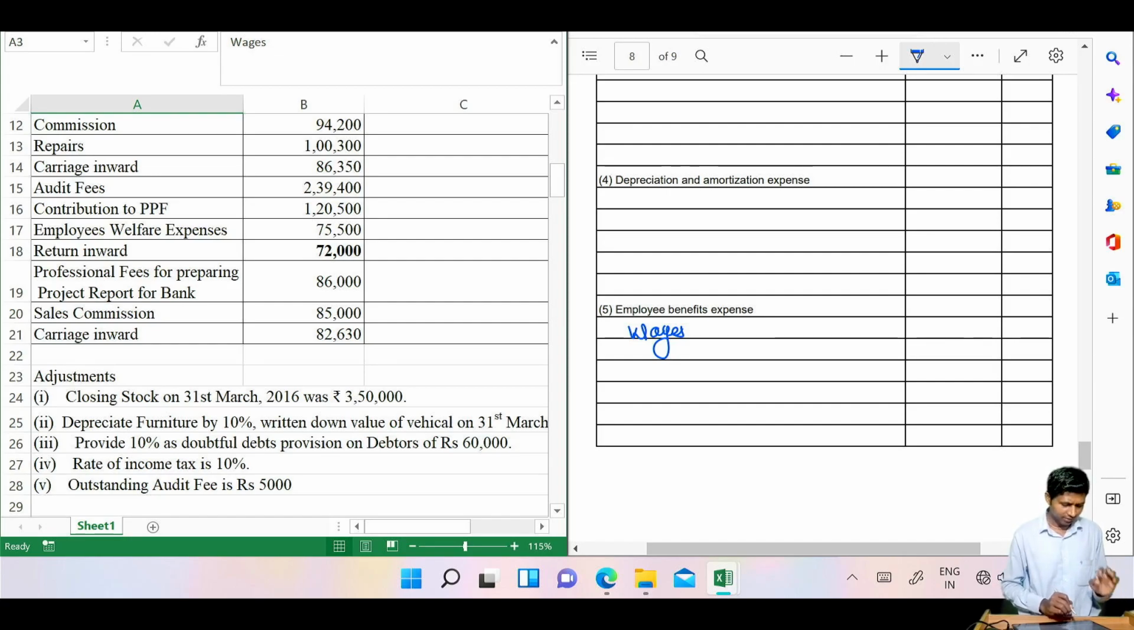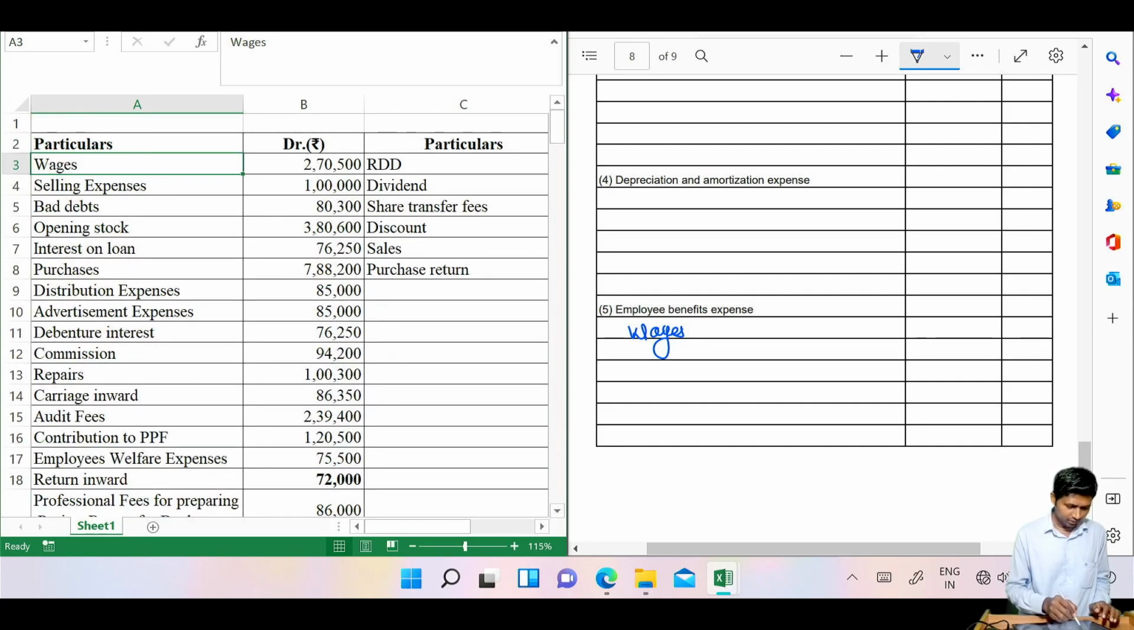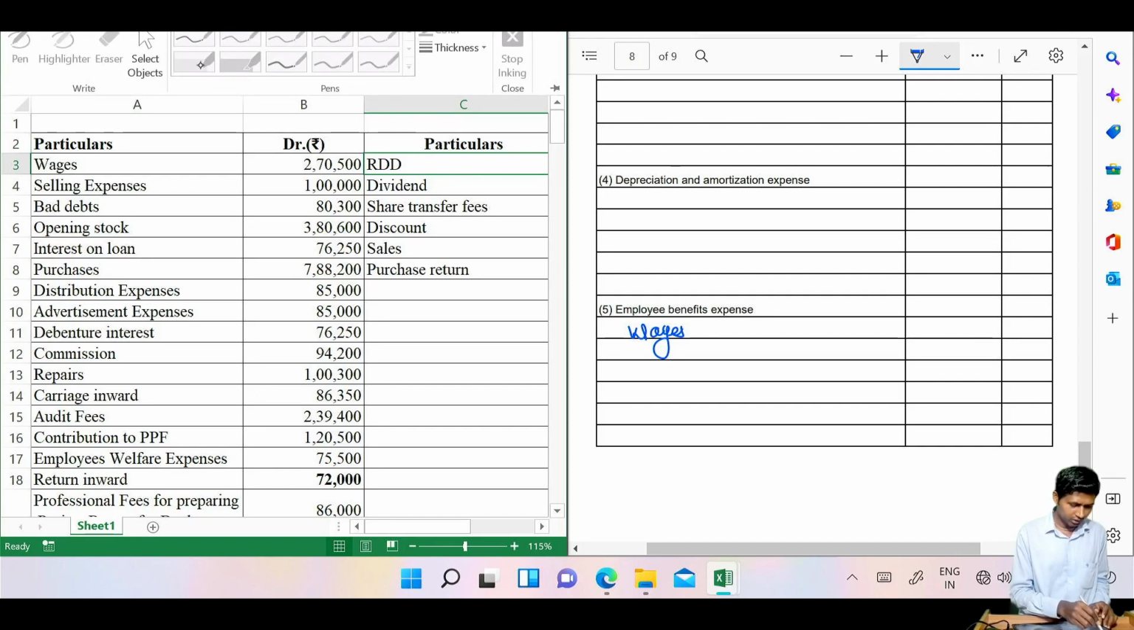Don't take tension, I will explain. Therefore, just here, don't give any star. Then provide 10% RDD. Now, do we have RDD here? Yes, we have RDD. You can give star to RDD.